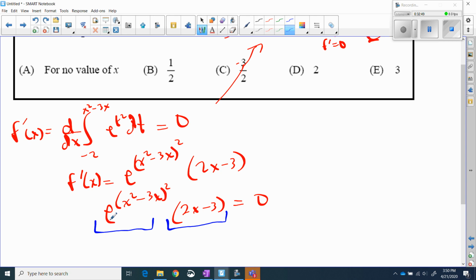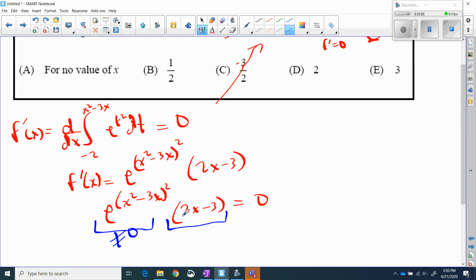Well, E is Euler's number. Euler's number is a mathematical constant. Any constant raised to any exponent, I don't care what it is, positive, negative, 0, could never be equal to 0. It's going to be a number. So this function is impossible to ever equal 0.